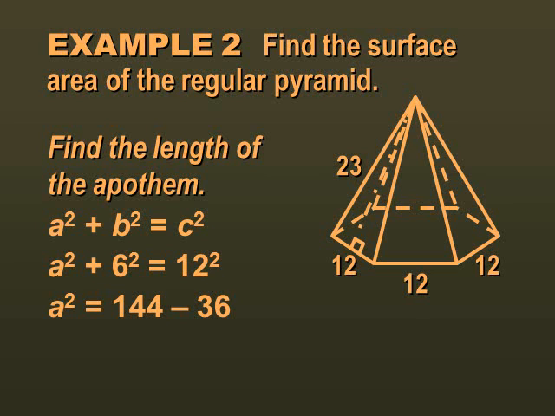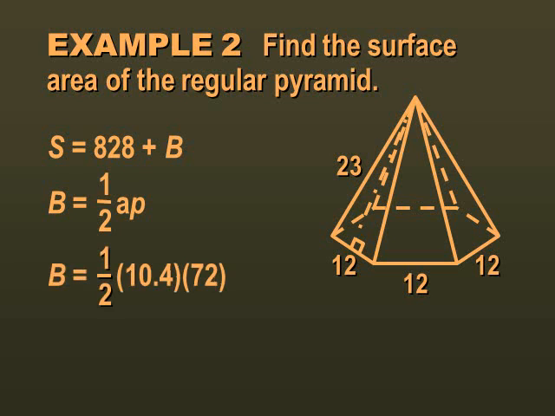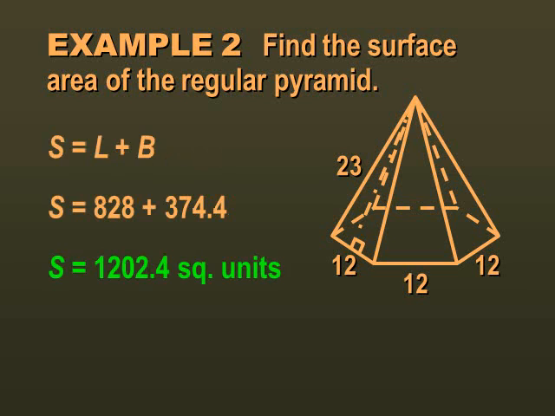Okay, so then I go ahead and take the squares, I subtract the 36 from the 144, and then I have just the apothem. Now I have to plug that number back in to my area of base. So area of base, half apothem times perimeter. I now have my apothem and I have my base. So now I need to add that to my lateral surface area. And therefore my surface area of this pyramid is 1,202 and 4/10 square units.